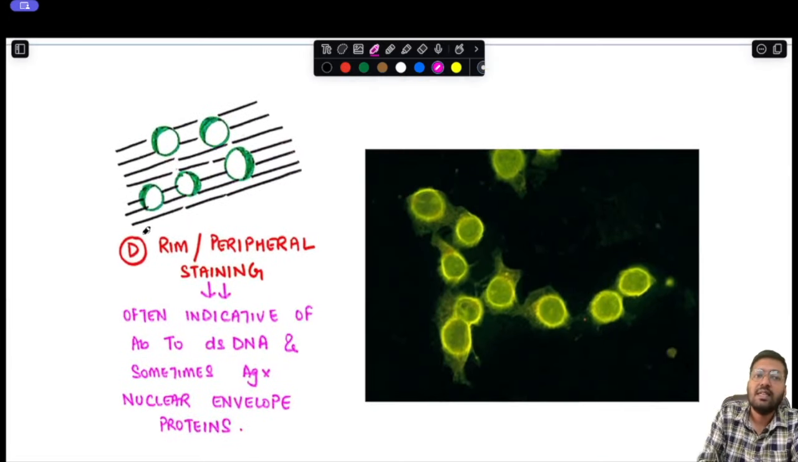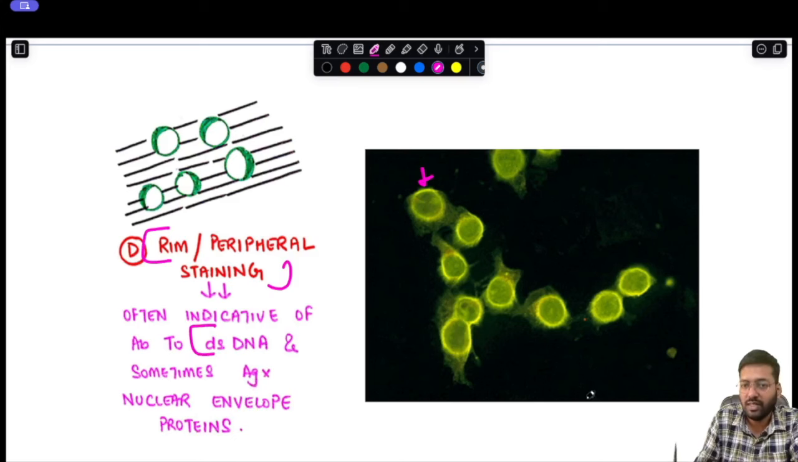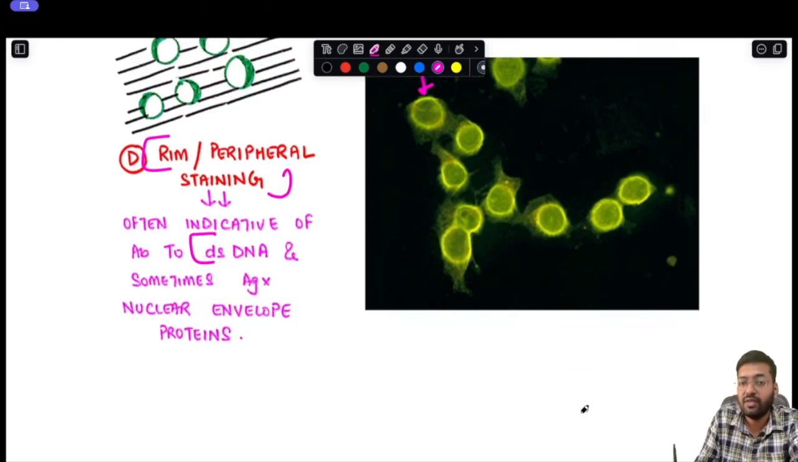Another pattern, as you can see, is the rim or the peripheral staining, wherein at the periphery you are seeing the highlighting or the staining or the antibody deposition. It is often indicative of antibody to double-stranded DNA and sometimes against nuclear envelope proteins. So this is your basic rim or peripheral staining.